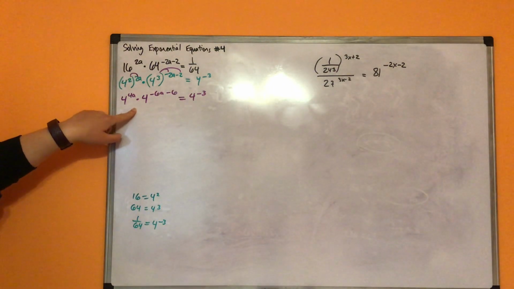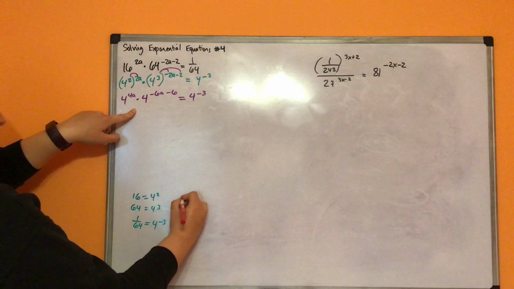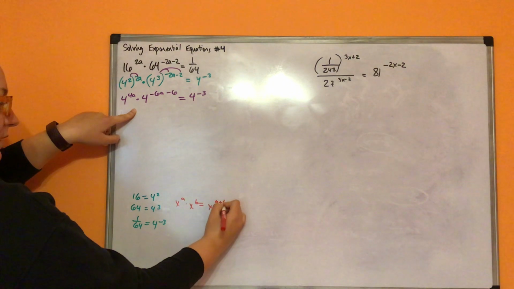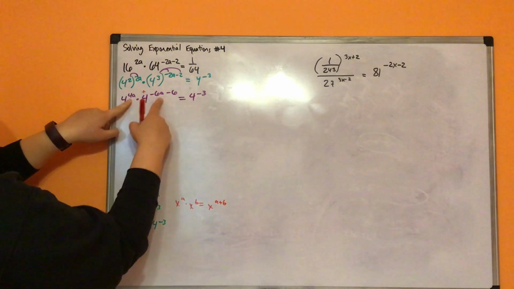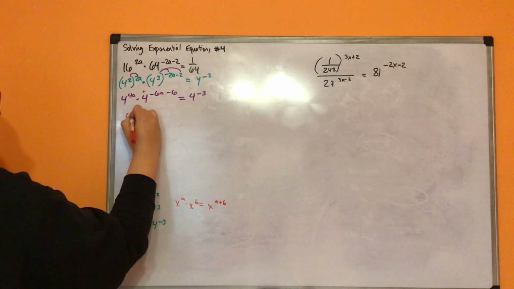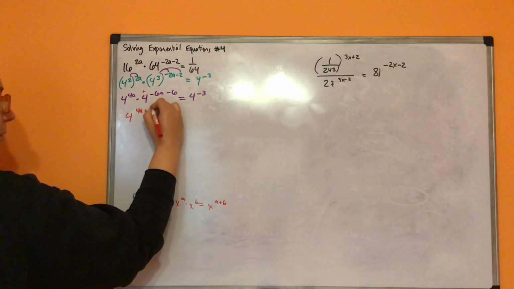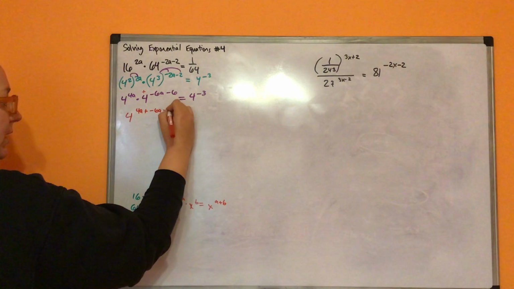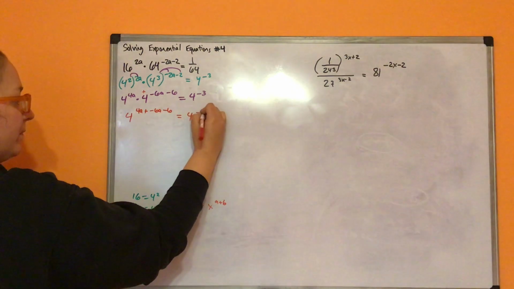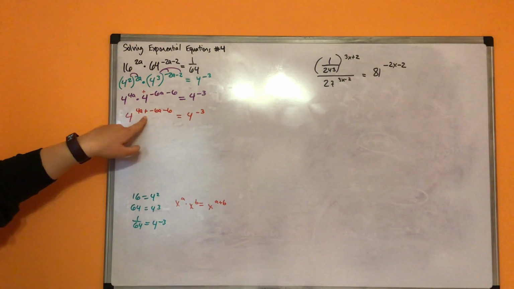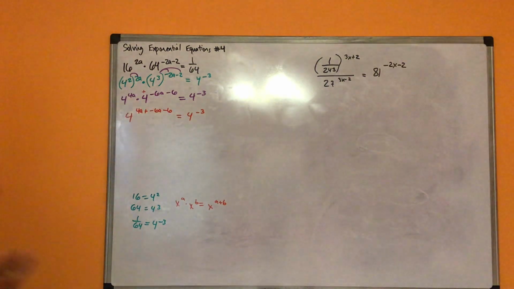From here, remember, we're going to use our product rule. When we multiply two things with the same base, we add the exponents. So we are going to add these exponents here. We write the 4 base just once. I'm thinking 4a plus this exponent, negative 6a minus 6. If you'd rather, you could just write this as 4a minus 6a, because plus and negative is the same as just subtracting. Whatever works for you.